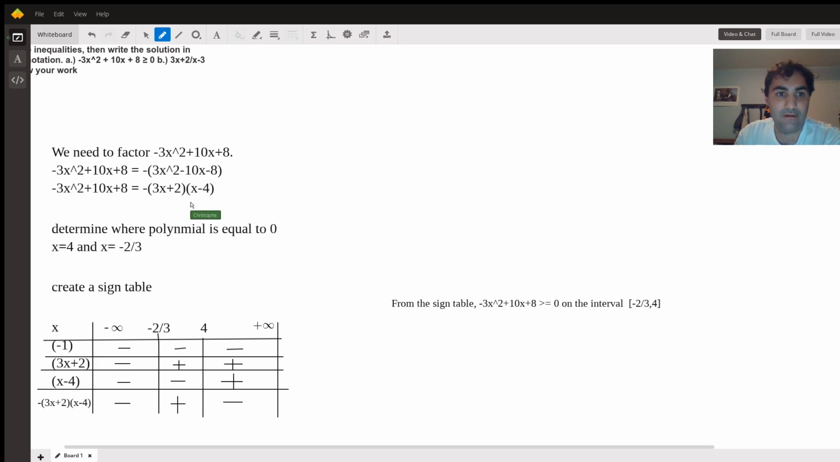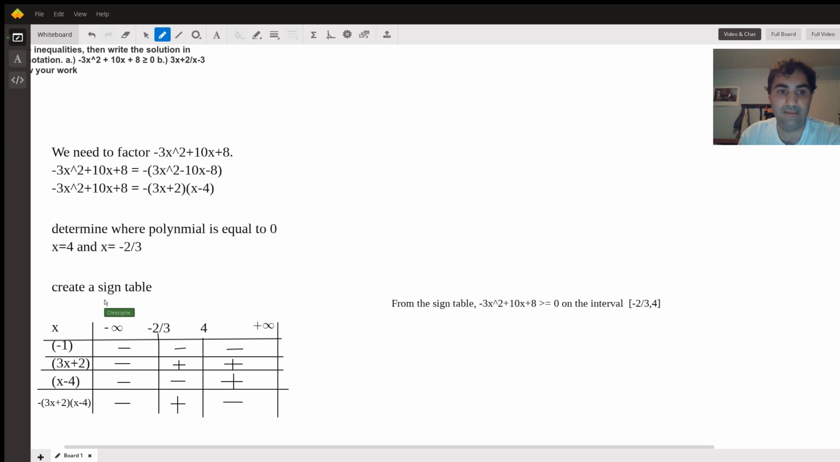Next, we have to find out where this factored equation is equal to 0. So x is equal to 4 is one solution, and then 3x + 2 is equal to 0, or x is equal to -2/3 is another solution to this equal to 0. So next we have to create a sign table.